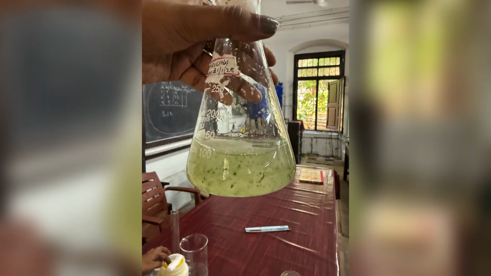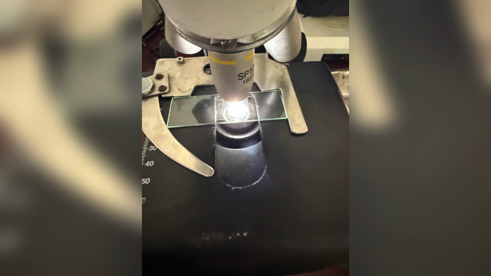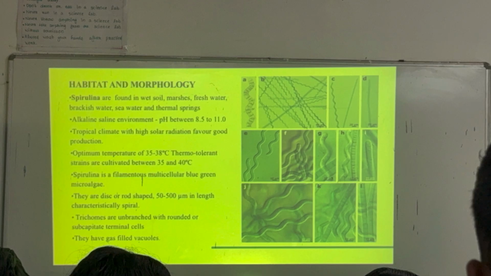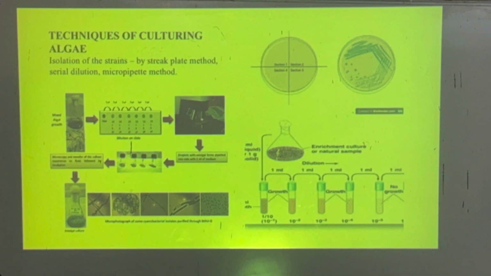Okay, understood how isolation and culturing is done? Now large scale production of spirulina is done by using different types of photobioreactors or in open ponds also.